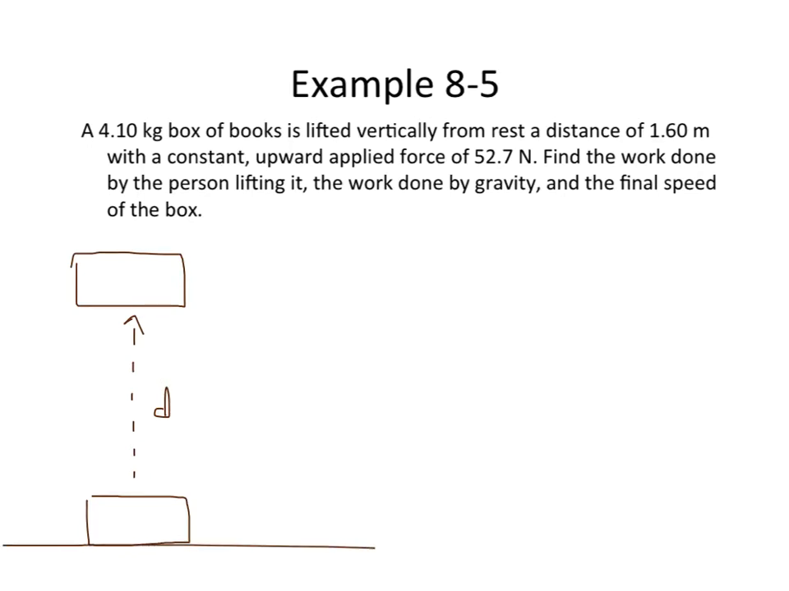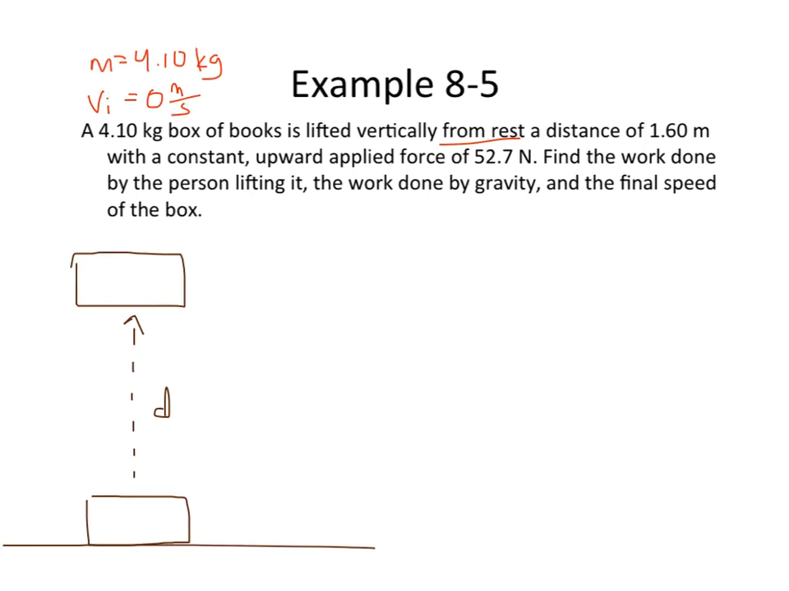So we've got a 4.10 kilogram box of books. That's our mass, so the mass equals 4.10 kilograms. You can go ahead and write that down as one of your givens. It is lifted vertically from rest. What does that tell us? From rest means the initial velocity equals 0 meters per second. A distance of 1.60 meters.